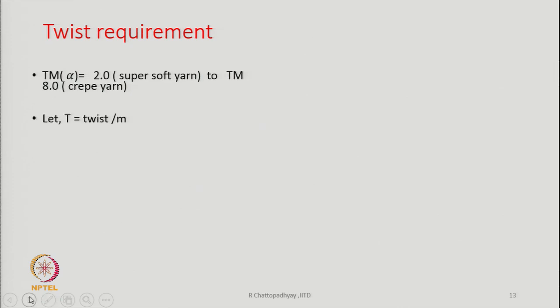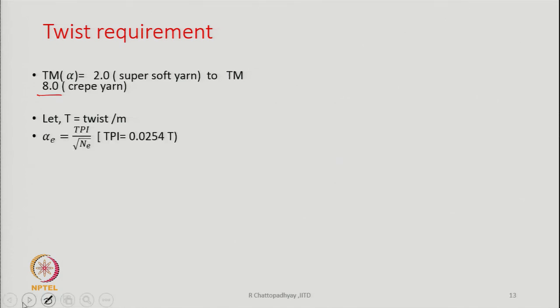Now, it is the requirement of twist. How much twist is required in the yarn, or how much twist multiplier is required in the yarn? Twist multiplier can vary from 2 to 8, a huge range. 2 is for super soft yarn and 8 is for crepe yarn.